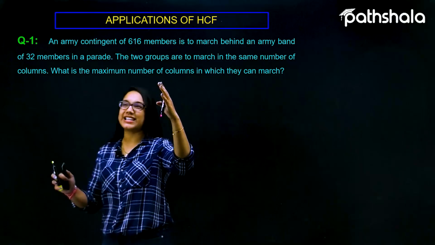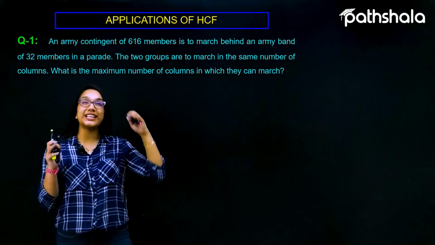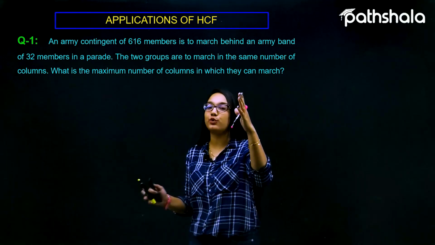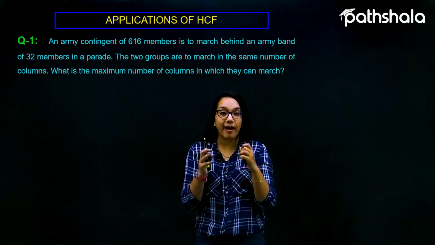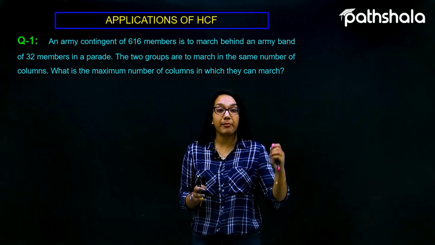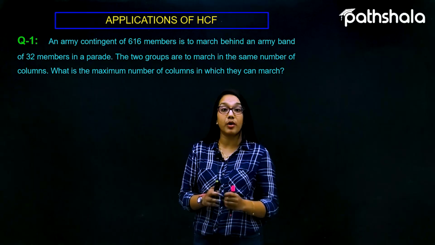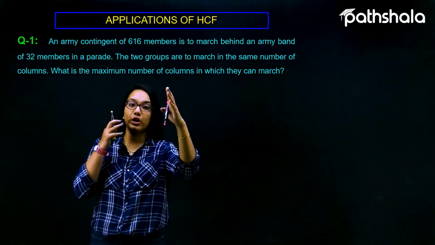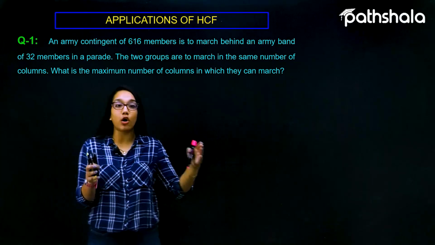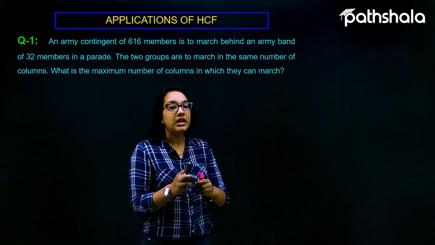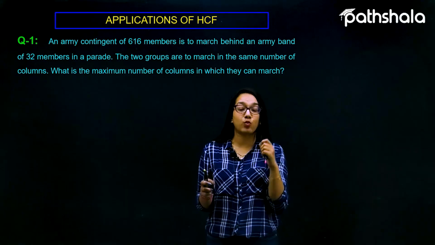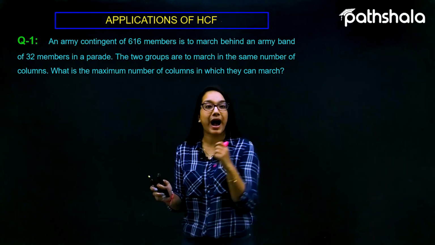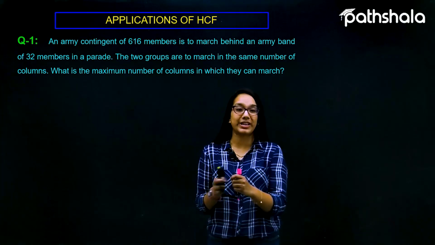Question number 1 says that an army contingent of 616 members is to march behind an army band of 32 members in a parade. The two groups are to march in the same number of columns. So what is the maximum number of columns in which they can march? The question asks the maximum number of columns in which they can march behind an army band of 32 members in a parade.